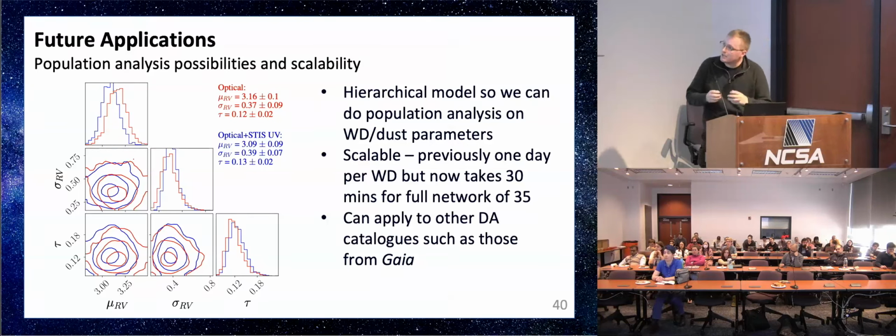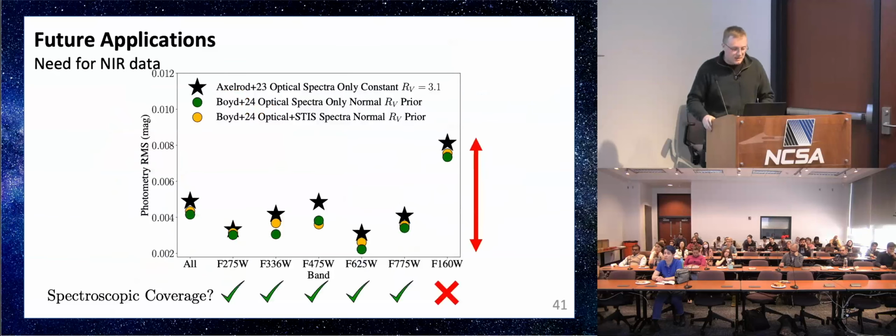So yeah, this combination of great speed-ups plus this population analysis, you could really apply this to a different set of white dwarfs and get some really meaningful population statistics, such as the DA white dwarfs in Gaia. There's a lot more of them, so you could get some interesting statistics.